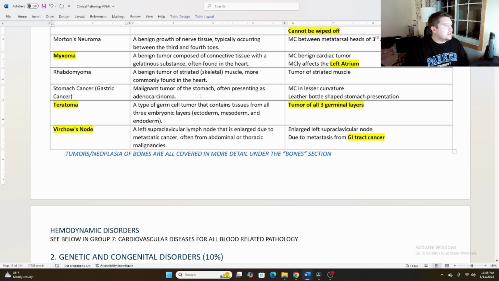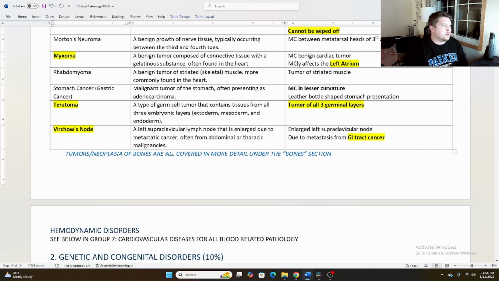Stomach cancer, I had this question actually on my board exam. It's most common in the lesser curvature. Lesser curvature is up on the top portion of the stomach. So we have, the esophagus comes down into the stomach. We have the lesser curvature up top, the greater curvature all the way down on the bottom.